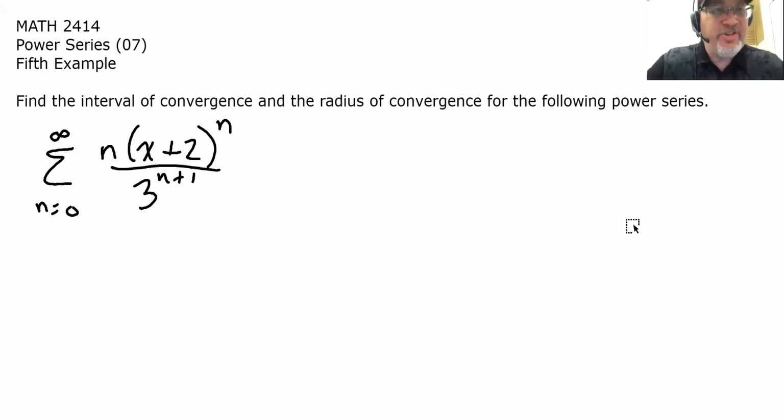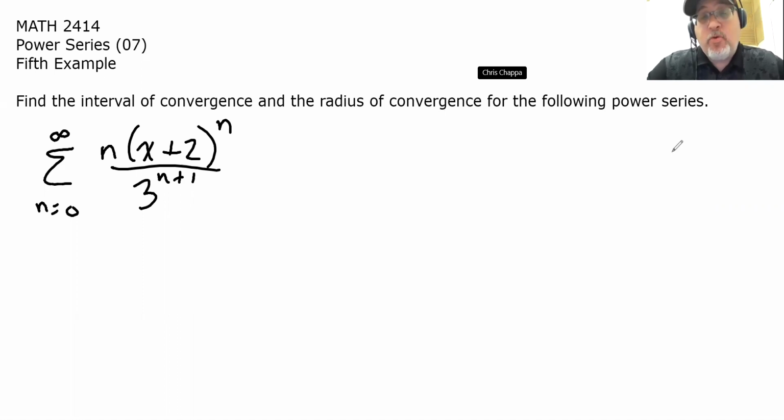Math 2414, Power Series, Video 7, 5th example. All right, well, it says it all. 5th example, let's take a look at it. Find the interval of convergence and the radius of convergence for the following power series. The sum from n equals 0 to infinity of n times (x + 2)^n over 3^(n+1).